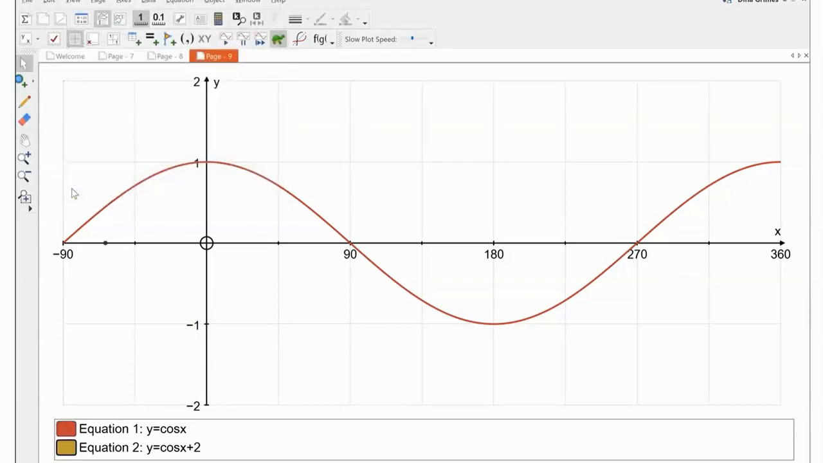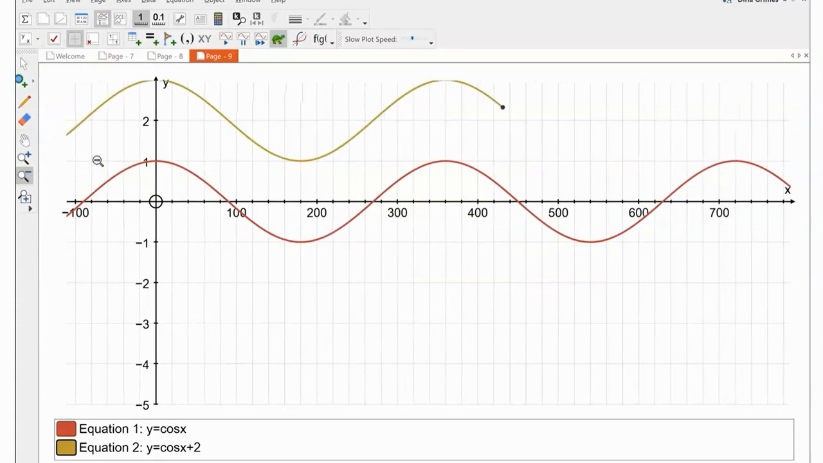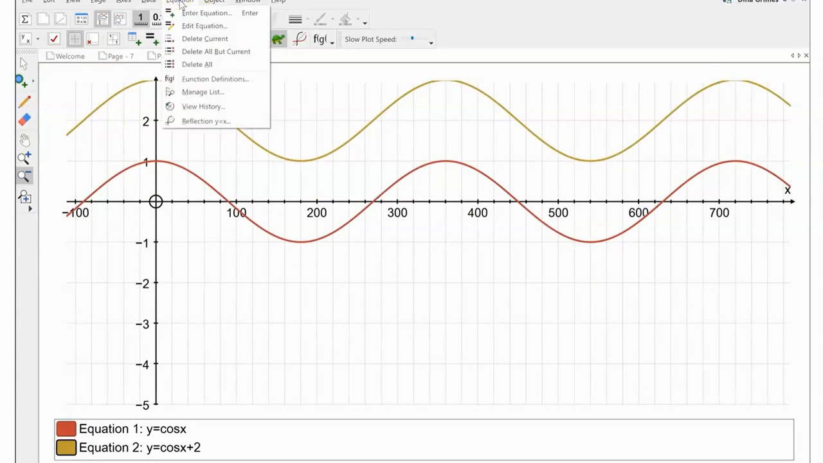So click on OK, and there's your graph. So it has moved 2 units upwards. So we'll just make it smaller so we can see the whole graph. And there, it's moved completely 2 units upwards.